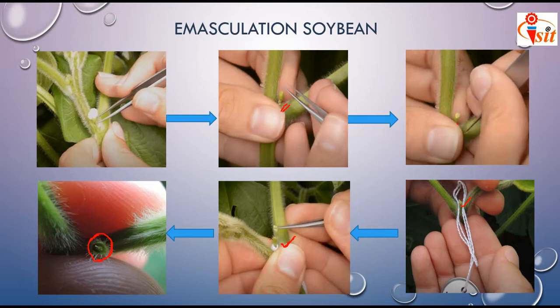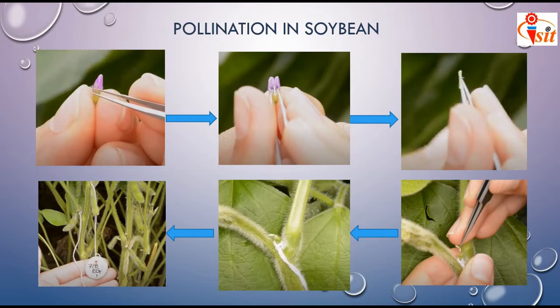After tagging, you have to remove all the petals and all the 9+1 anthers from that bud, and whatever remaining structure is there, that is the gynoecium. Okay. Then after that, the pollination in soybean.